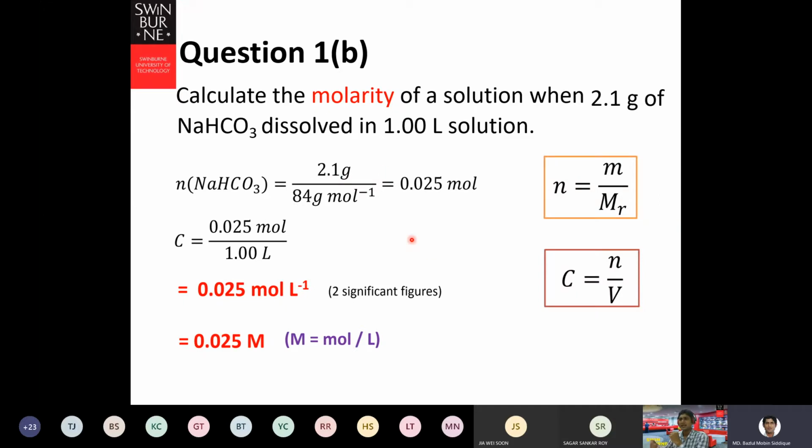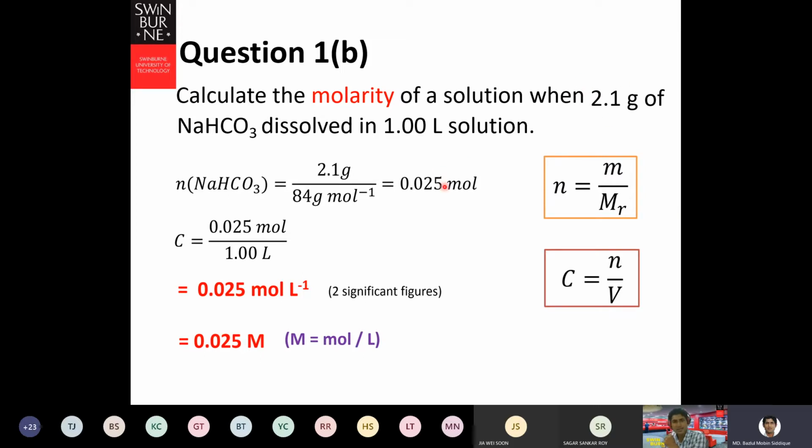So question B says: calculate the molarity of a solution when 2.1 gram of sodium bicarbonate, you can also call it sodium hydrogen carbonate, is dissolved in 1 liter of solution. When it says 1 liter of solution, our job is much easier already, because whatever number of moles are in this solution, that is the molarity already. So what we have to find is the number of moles in this 2.1 gram of sodium bicarbonate.